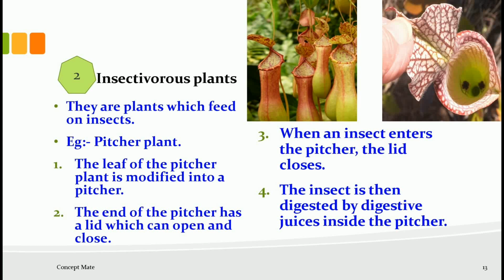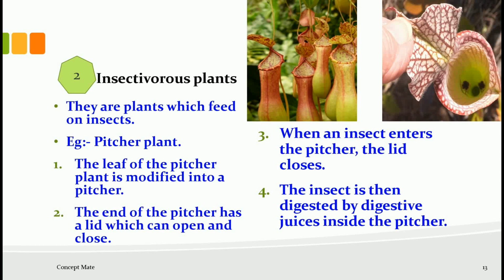If you look at the picture in the slide of the pitcher plant, you may see that the leaf of the pitcher plant is modified into a pitcher. The end of the pitcher has a lid which can open and close. When an insect enters the pitcher, the lid closes. The insect is then digested by digestive juices inside the pitcher, and the required protein content is taken by the plant. Due to this quality of trapping and digesting insects, these plants are known as insectivorous plants.